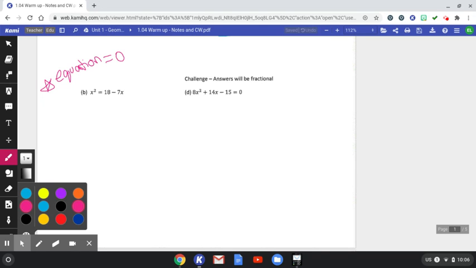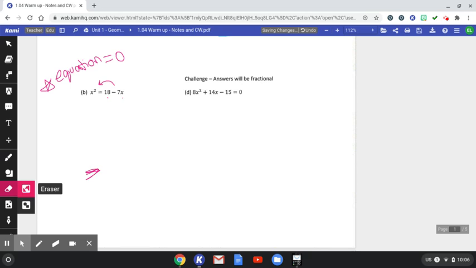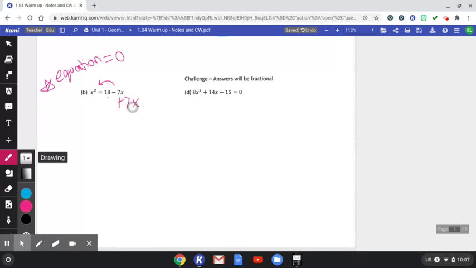So here we have x squared equals 18 minus 7x. Now we're going to move the 18 and the 7x over to the other side because we don't want x squared to be negative. So if we add 7x across and subtract 18, whatever we do to one side, we have to do to the other.